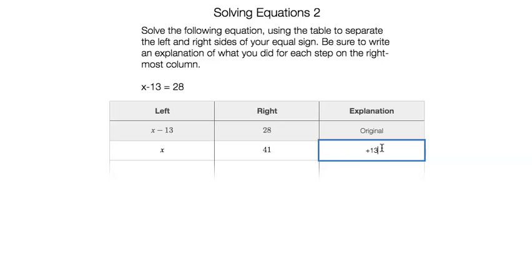Now, we can also come back and we can check our work. So if we know that x is 41, what's 41 minus 13? So if you take 41 minus 10, it's going to be what? 31. You minus 3 more, it will be 28. So I just checked my work to make sure that it's correct.